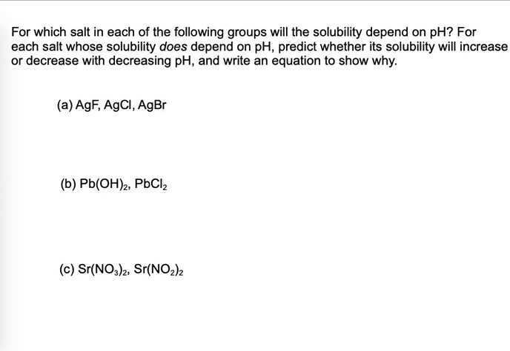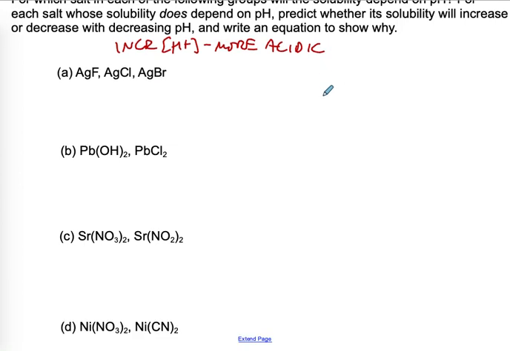So on our final page, I give you a series of ionic compounds, and I ask for which salt in each of the following groups will the solubility depend upon pH. For each one whose solubility does depend on pH, will its solubility increase or decrease with decreasing pH? Remember, decreasing pH means increasing concentration of hydrogen ion, or more acidic, and write an equation to show why. We'll do the first one together. You can consider the other ones on your own time. And notice that there's a fourth one down here.